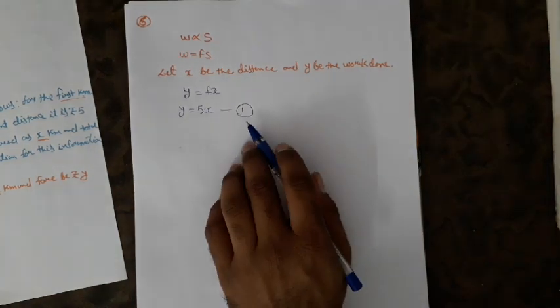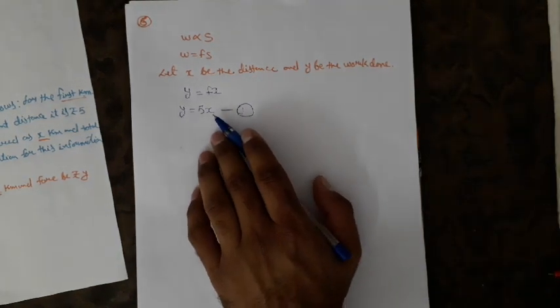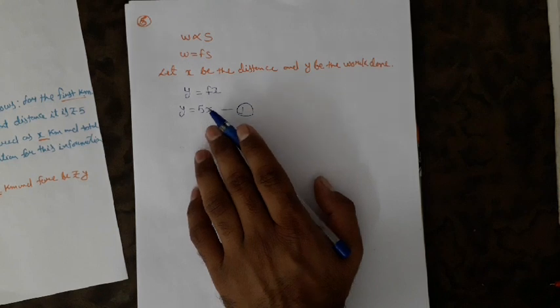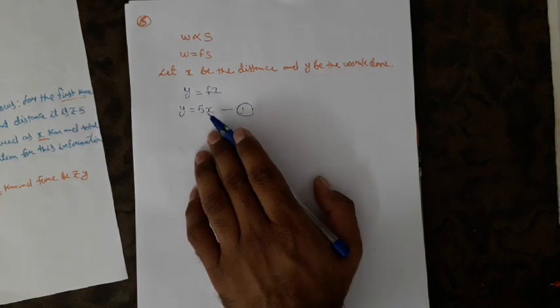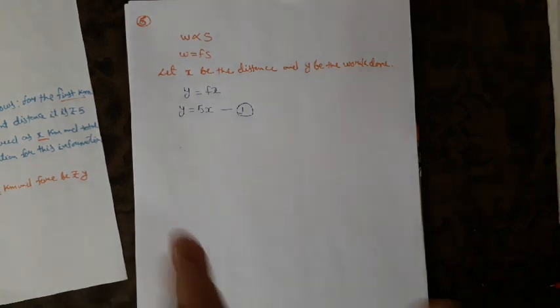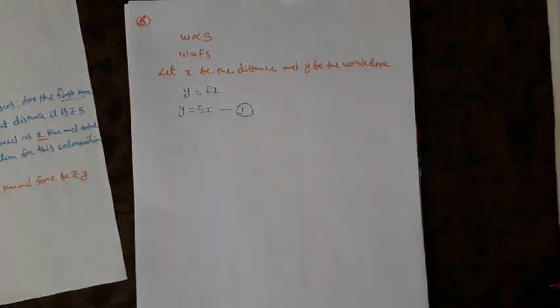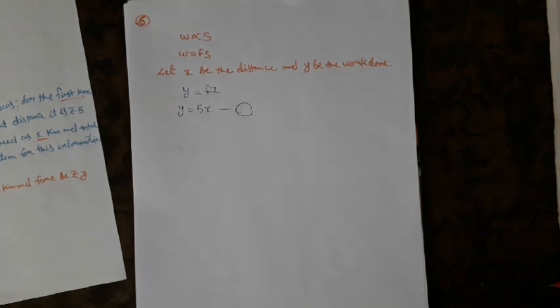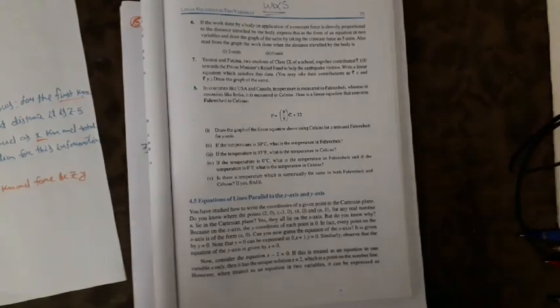So distance means instead of x, first you have to put 2, and second time instead of x you have to put 0. Then you will get two values, and by using these two values you have to draw the graph. The graph I have already provided in the PDF file, so you can go through it. Okay, now let us see the next question.